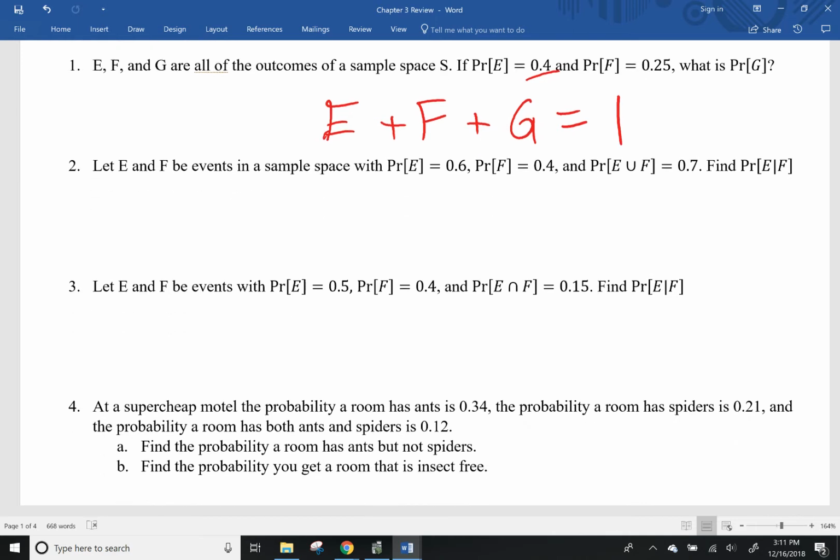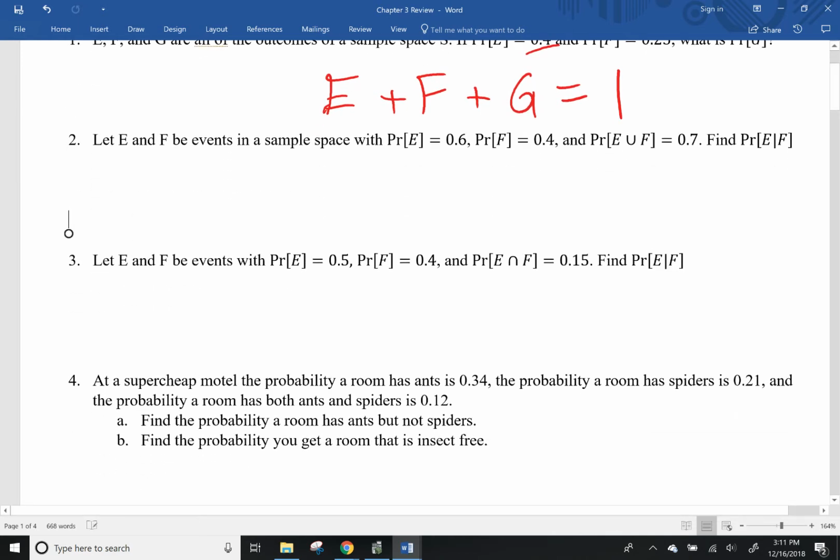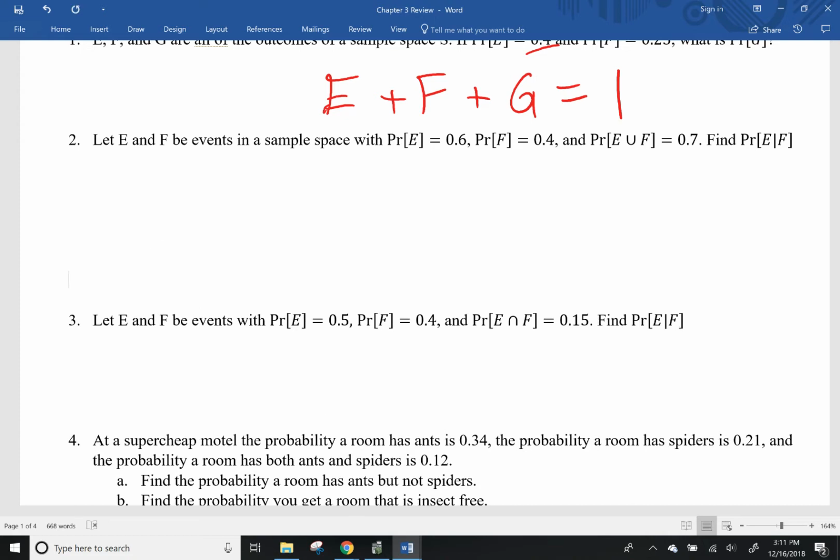Number two: let E and F be events in a sample space, with the probability of E being 0.6, the probability of F being 0.4, and the probability of E union F being 0.7. Find the probability of E given F. Yes, probability does add up to 1, but in number 1 everything was disjoint. There was no overlap region. It wasn't specified in number 1, which is kind of a bad thing. But in number 2, don't assume that every outcome is disjoint, that it's separate.